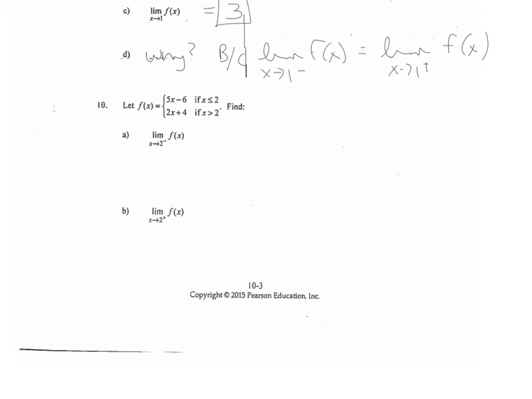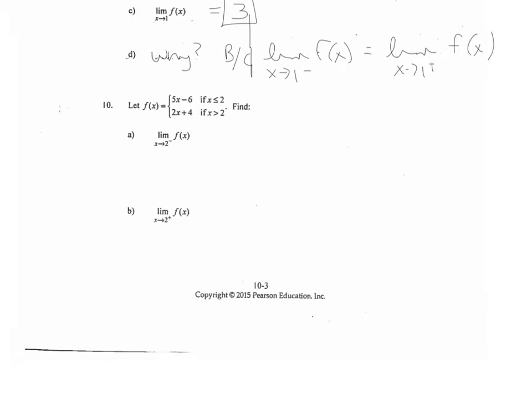We've got another piecewise function. And 2 is in our domain restriction. So on A, we're supposed to find the limit as x approaches 2 from the left. On B, we're going to find the limit as x approaches 2 from the right. I want you guys to take a second and do that. Okay, I don't think we're having a lot of difficulty with this.